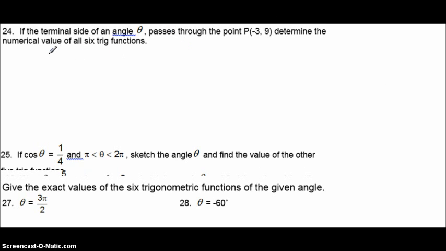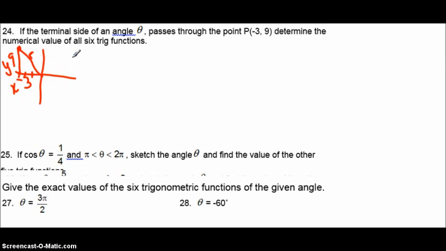So, going to do a little bit of a sketch here. Right? I know that if I go -3 and +9, I'm going to end up somewhere up in here in the second quadrant. This is a distance of 3, but we're going to call it -3. This is a distance of 9, it's positive. Okay? And now, this is our x value, this is our y value. Now we need to know what our r value is.